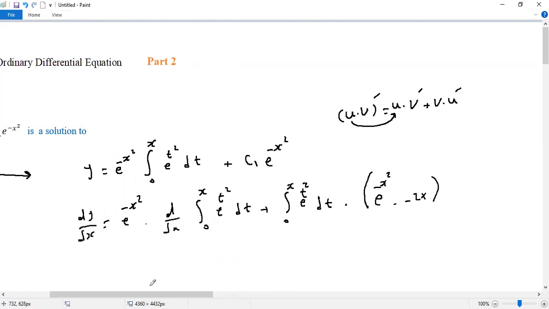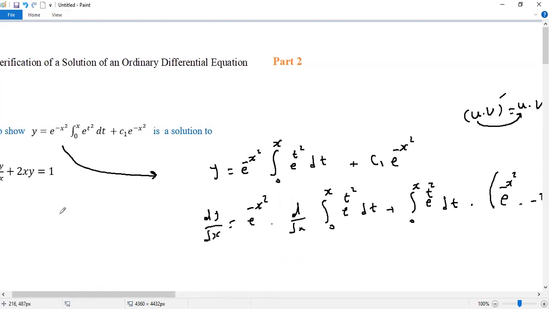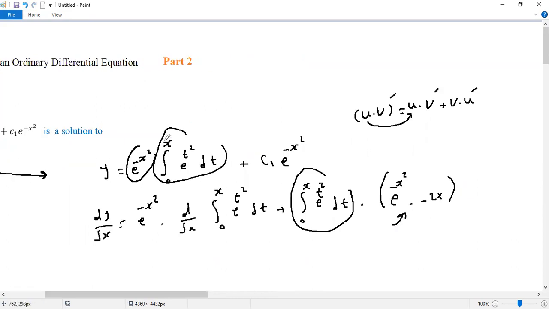Now again, this is the y, and we want to show that y is a solution. The first one, e, is e times the integral. To find the derivative, the first, e, times the derivative of the second, this is v, so the derivative of the second, plus the second times the derivative of the first. This is the derivative of the first.